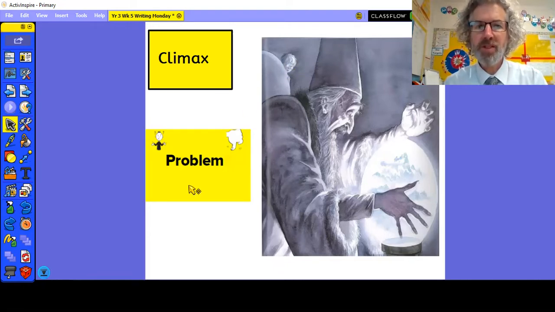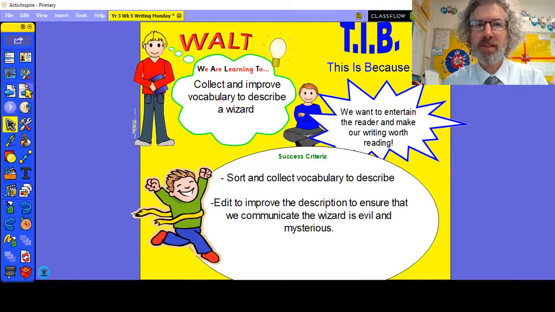Before we get onto the wizard in any detail today, I want us to think about how we're going to describe characters generally. So today we are going to be learning to collect and improve vocabulary to describe a wizard, because we want to entertain our reader and make our writing worth reading. So your success criteria today are to sort and collect the vocabulary to describe, and we're going to edit to improve the description to ensure that we communicate the wizard is evil and mysterious.